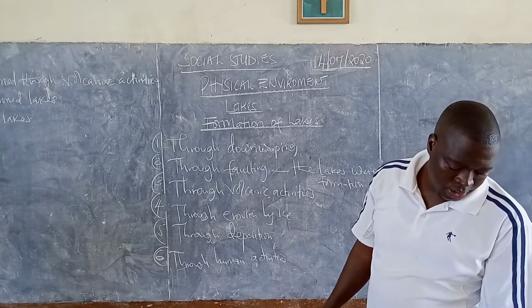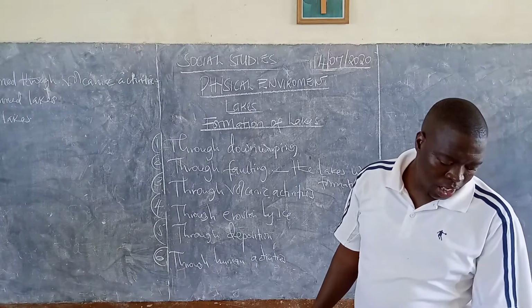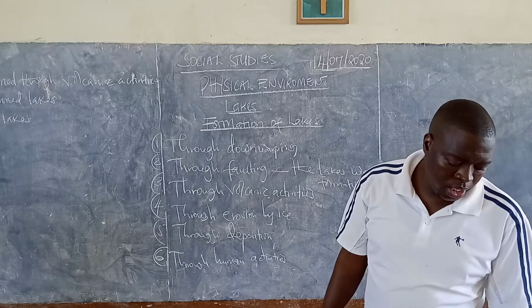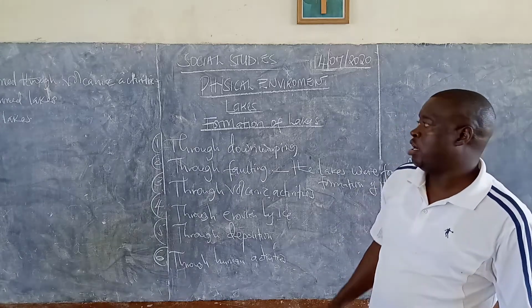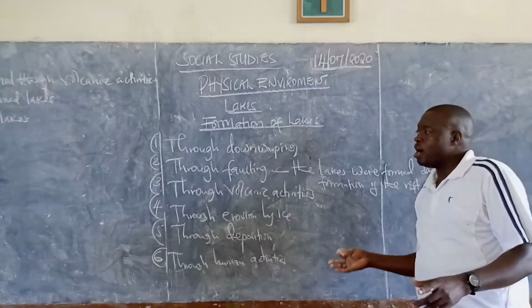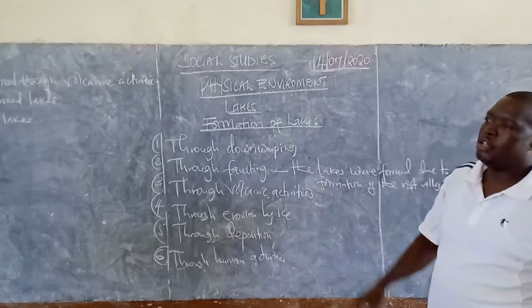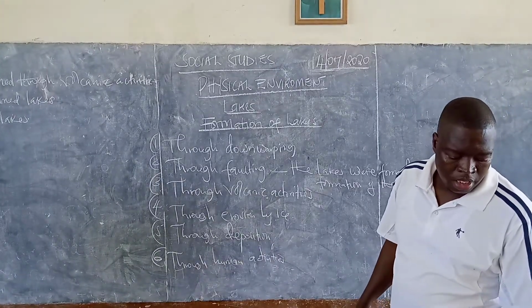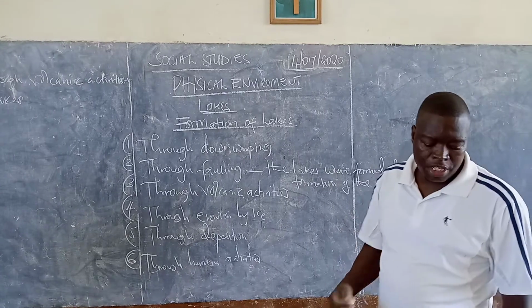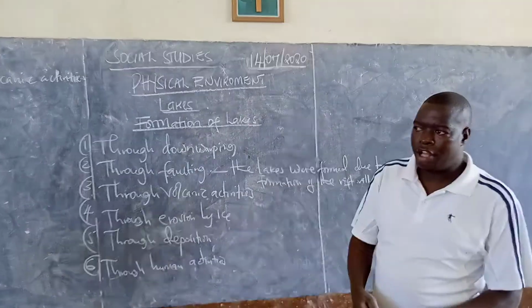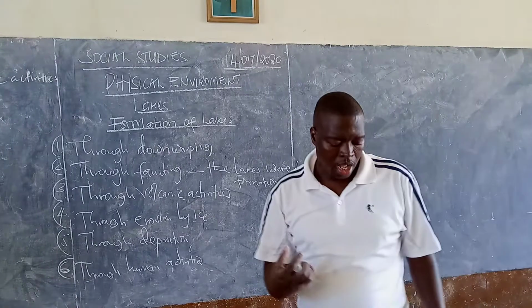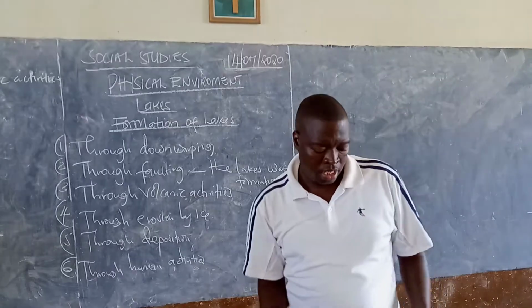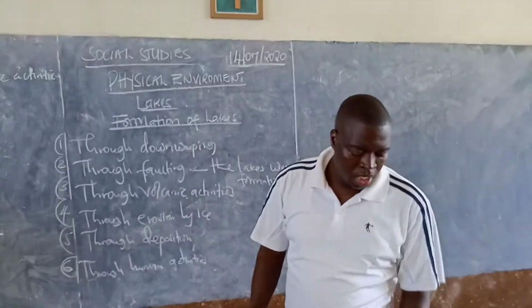So when you talk of lakes formed through volcanic activity, we are referring to the lava dammed lakes and the crater lakes. Under the lava dams, lakes are formed when lava flows. Of course, as long as you remember how volcanic mountains are formed, there is lava that flows from the magma. So it is hot.